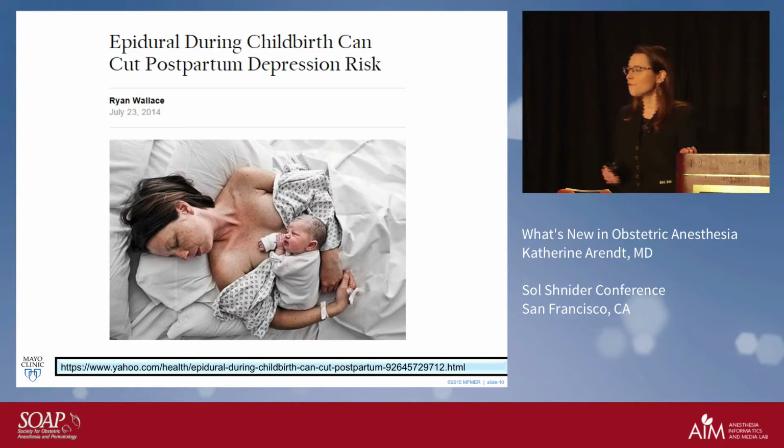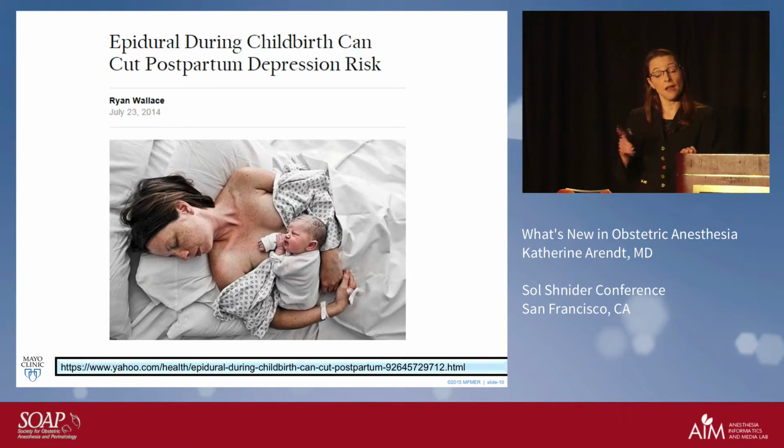However, it's very intriguing. And there was a nice editorial that accompanied this paper which discussed perhaps it has something to do with the pain experience of a woman, not having the severe pain, then subsequently starting her postpartum period off on the right foot.